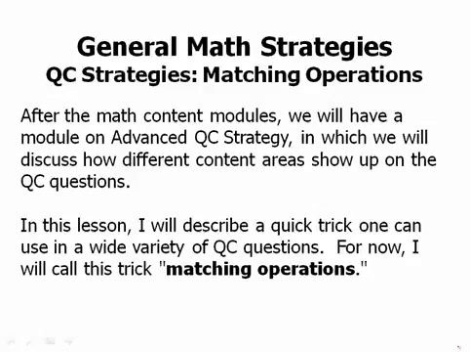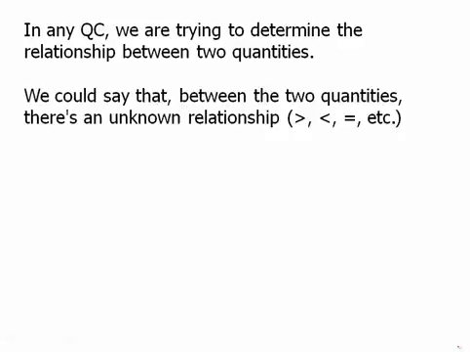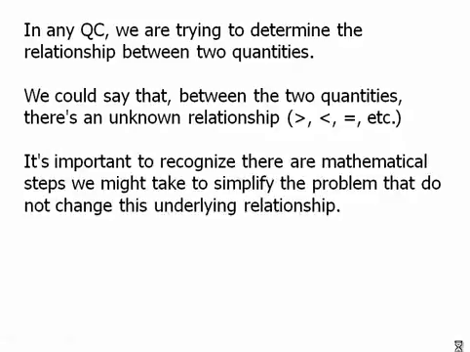For now, I will simply call this trick matching operations. So what do I mean by this? Well, in any quantitative comparison, we're trying to determine the relationship between two quantities. We could say that between the two quantities, there's an unknown relationship, either greater than, less than, equal, or cannot be determined because it's a combination of one of those.